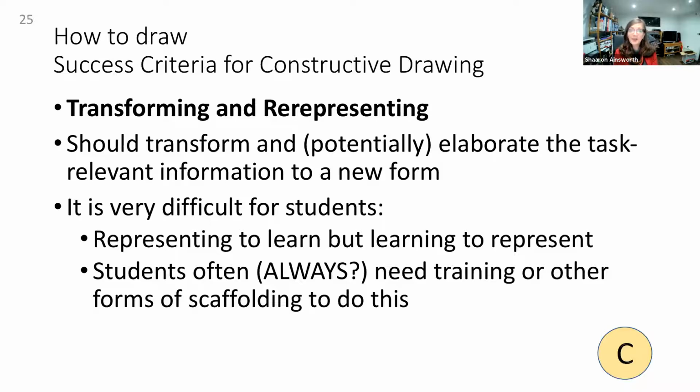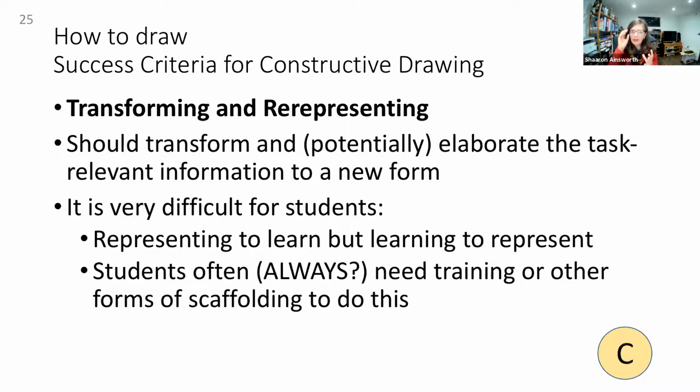So what are the criteria for transforming, representing, constructing, drawing? What should we be looking for? Well, in this case, we should look for them to transform as much as possible, and potentially elaborate, from one original form of representation to a new form. Over and over again, people who transform the relevant information from the first experience or the first representation, and elaborate on it, learn more than the people who do not transform much information or don't elaborate.